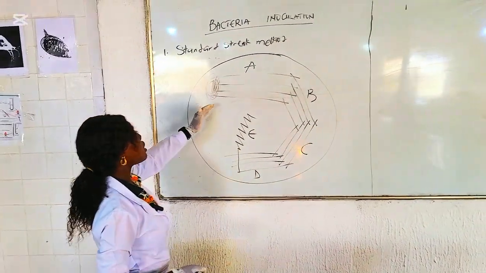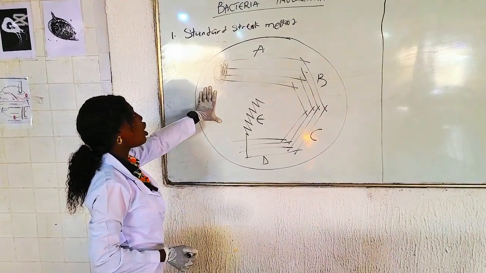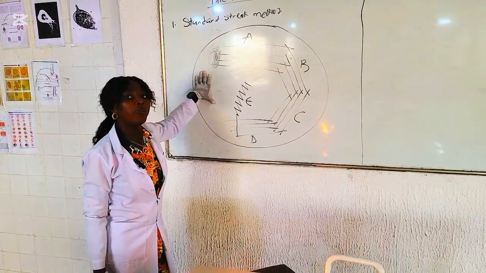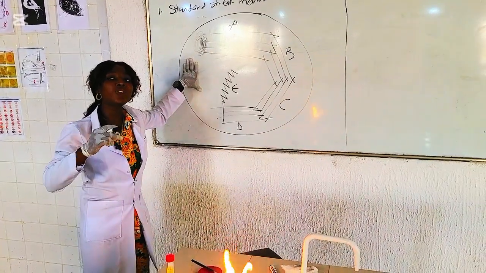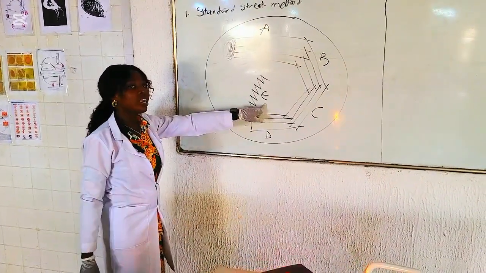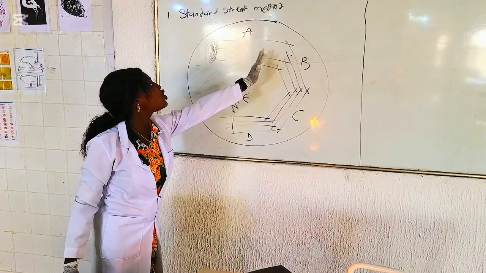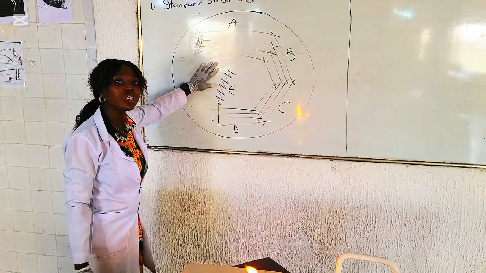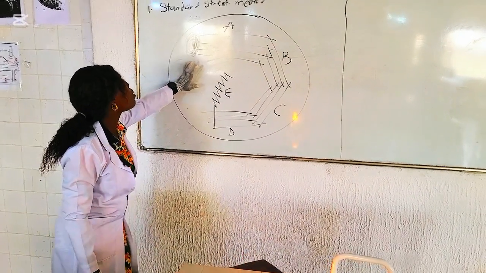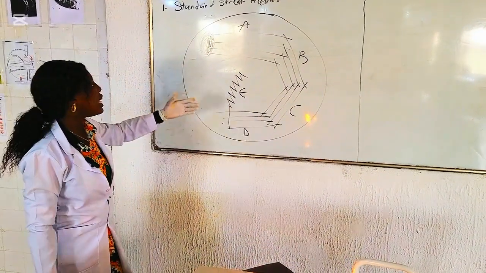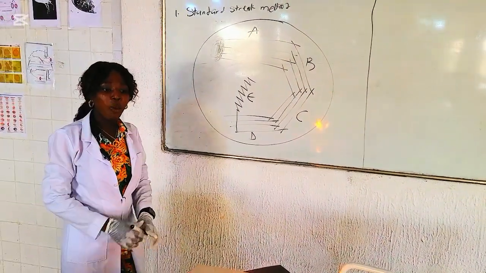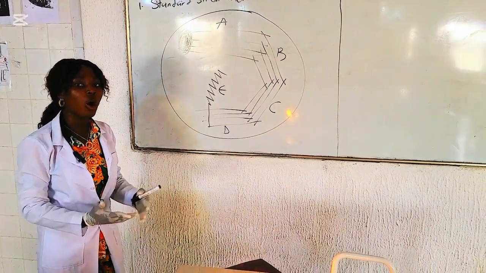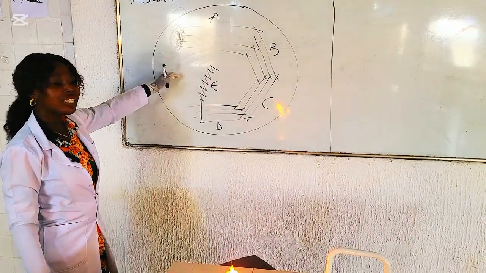So if this organism is allowed to grow after 24 hours, you find out that the more you streak, the more you get discrete colonies. So this is how we perform standard streak. It helps us also in identifying microorganisms, in picking out one colony to check for the colony morphology, the size, the shape, and all whatnot. So this is the essence of doing standard streak.